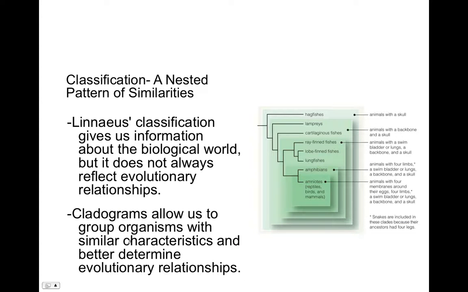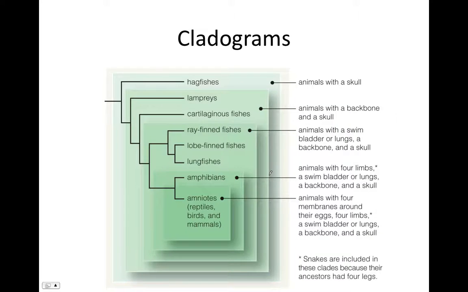And so if we map out these nested similarities, we create these cladograms, which I introduced before. So here's a cladogram here, and so we basically just graphically represent these nested similarities, okay? And this kind of maps out the evolutionary relationships. So for the example here, we have hagfish, lamprey, cartilaginous fish, like sharks, skates, and rays, ray-finned fish, lobe-finned fish, lungfish, amphibians, and amniotes.